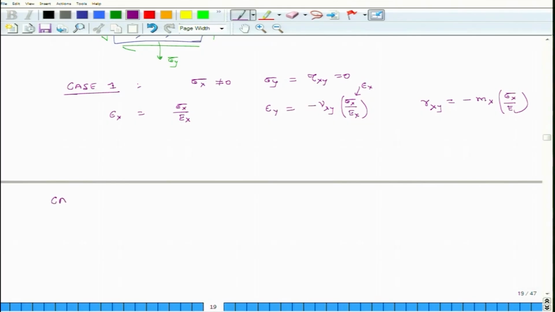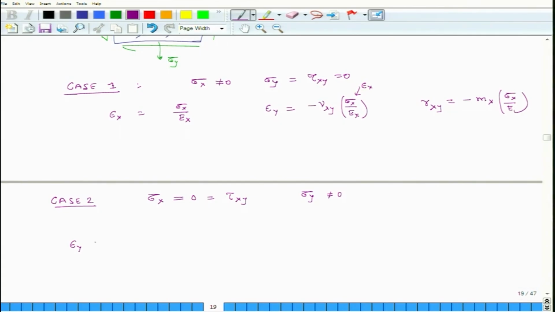Case 2. So in case 2 we have sigma x is equal to 0, and the same thing is true for tau xy. The only thing which is non-zero is sigma y. Sigma y is not equal to 0. So, I am pulling it in the y direction.